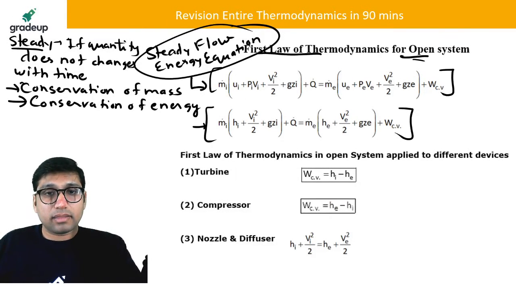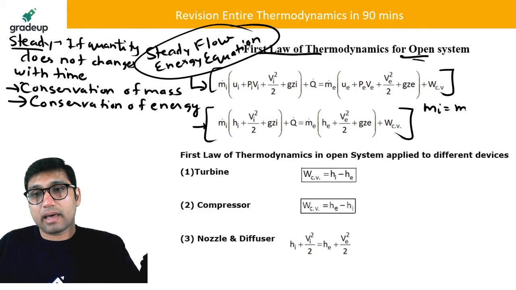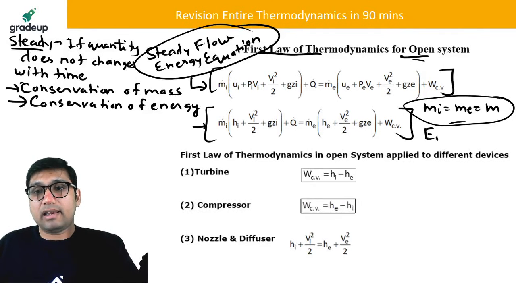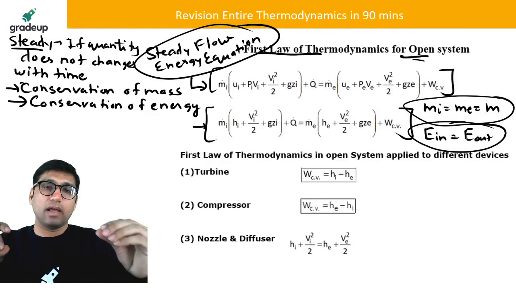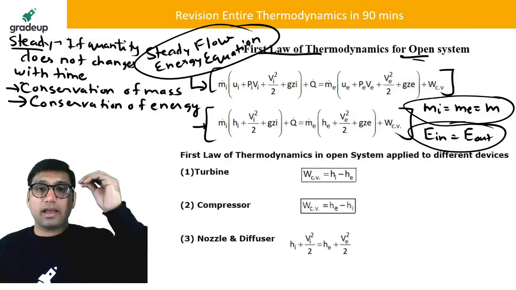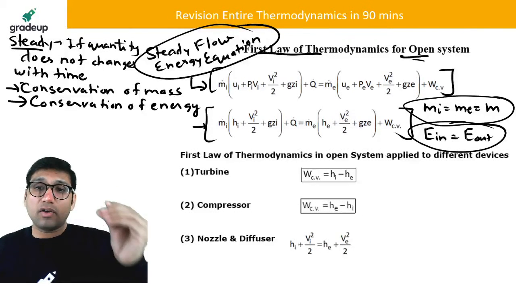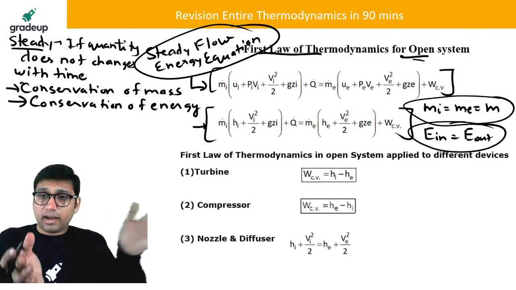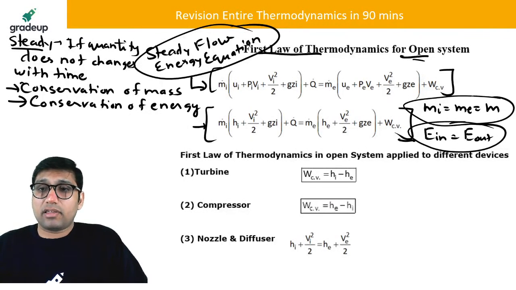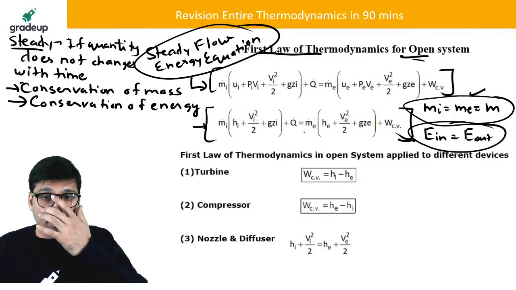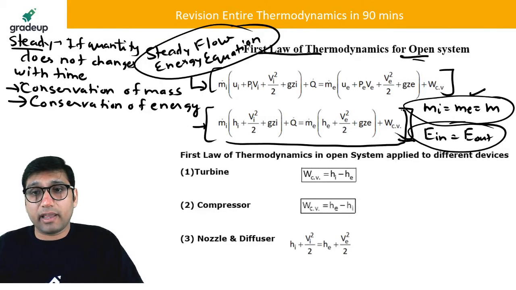That is mass. And one more important thing, because mass is conserved, mass at the inlet is equal to mass at the exit, which is equal to m. And total energy at the inlet is equal to total energy at the outlet. So all the types of energy, whether it is potential energy, kinetic energy, internal energy, heat energy, or work, all the energy entering the system and leaving the system will be equal. This is conservation of energy, and this is conservation of mass. So this is the steady flow energy equation you will be getting here.